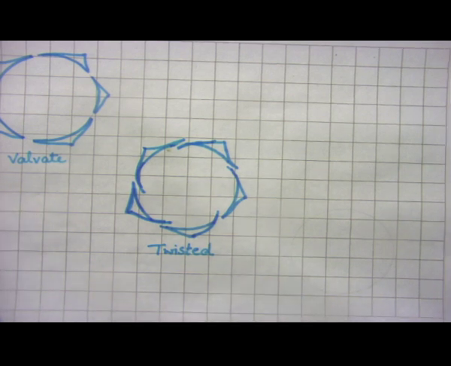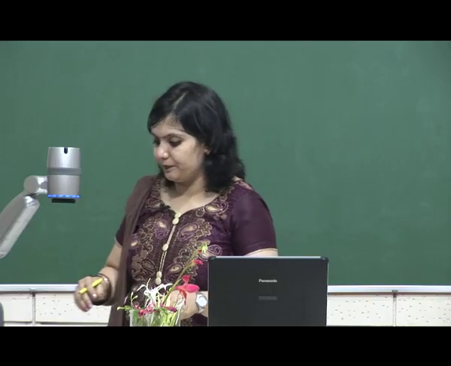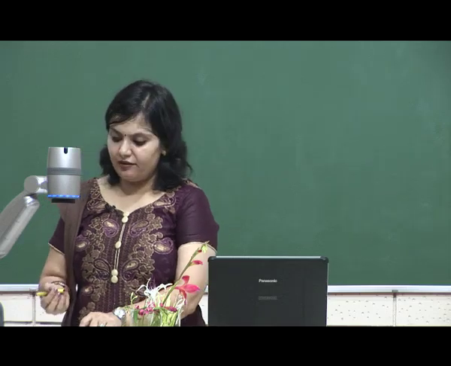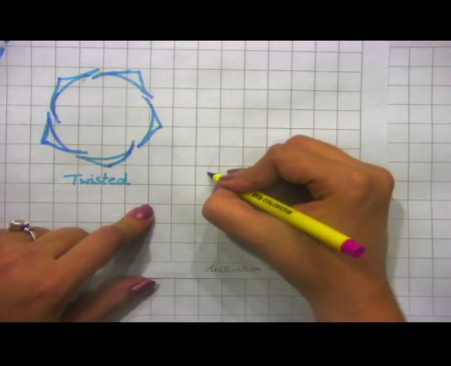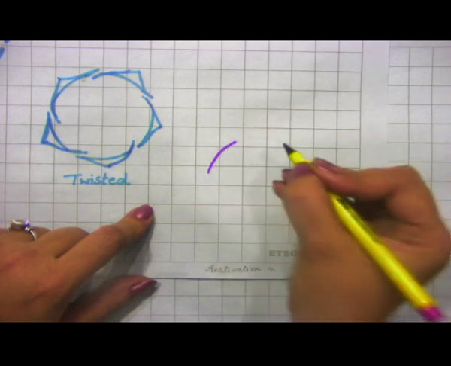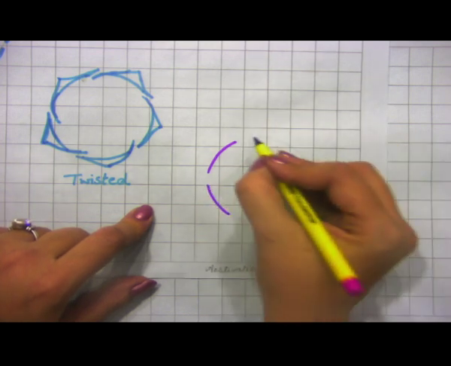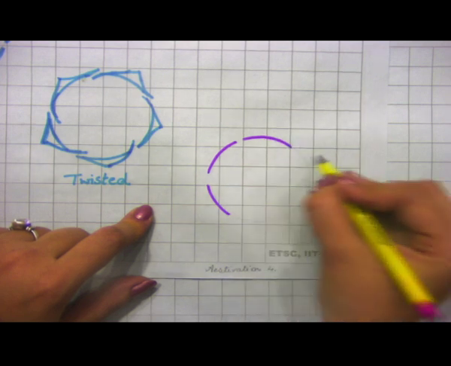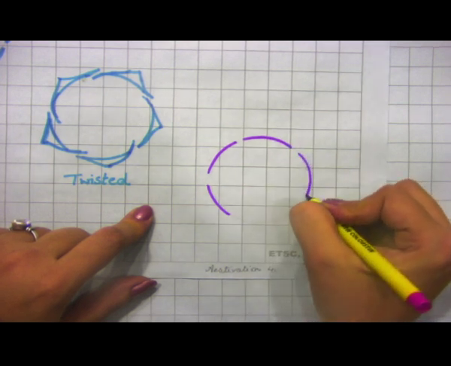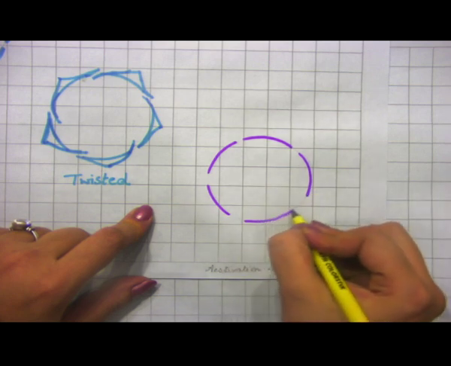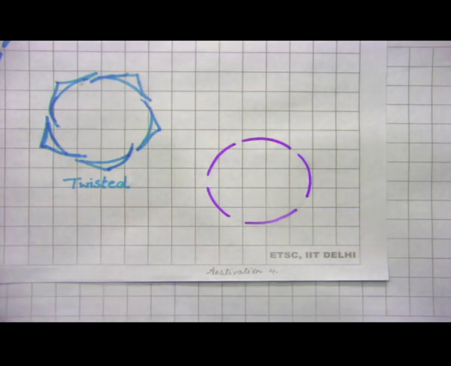The twisted aestivation. Now, the last of all is imbricate. Let us try to draw the imbricate also. Again, we will begin with the broken lines of a circle to show 5 petals. Here you go. 1, 2, 3, 4 and 5.